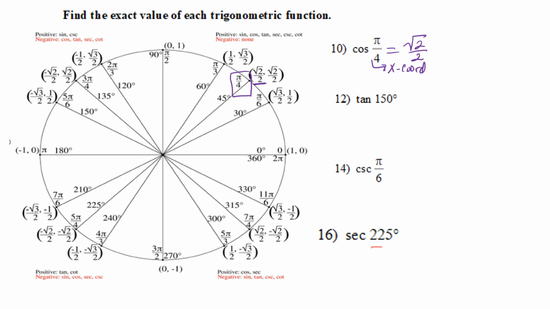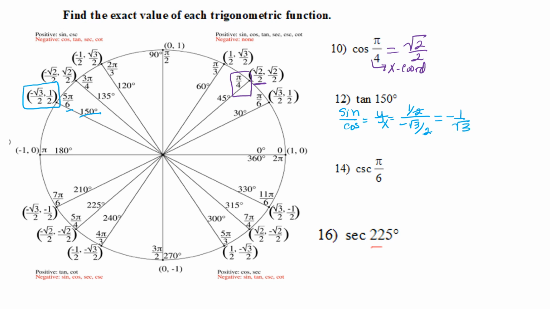Example 12 asks for tangent of 150 degrees. Remember, tangent is sine divided by cosine, or the y-coordinate divided by the x-coordinate. So at 150 degrees, we are at 5 pi over 6. We are going to take our y-coordinate, which is 1/2, and divide that by our x-coordinate, which is negative square root 3 over 2. And again, each of these fractions has the same denominator, so if I divide by 2 in both of them, those can eliminate. And tangent of 150 works out to be -1 divided by the square root of 3.